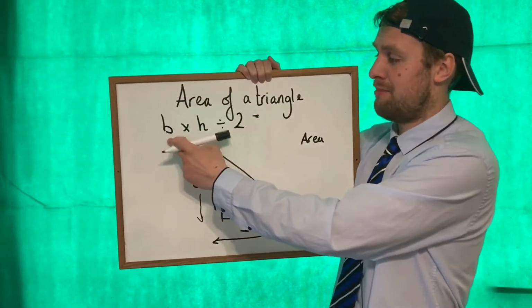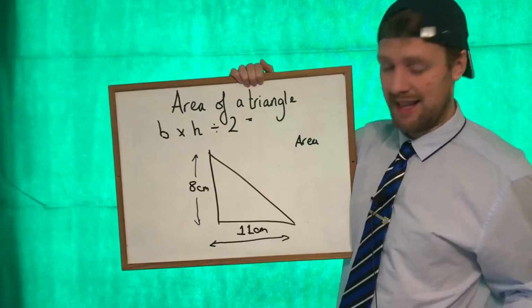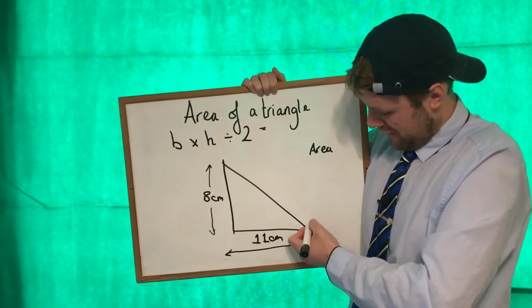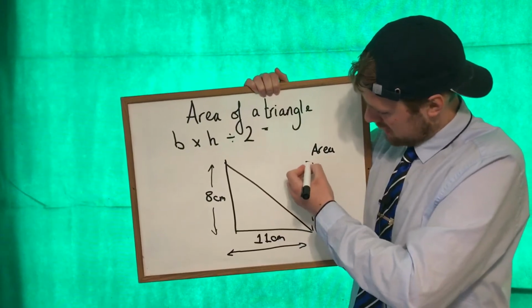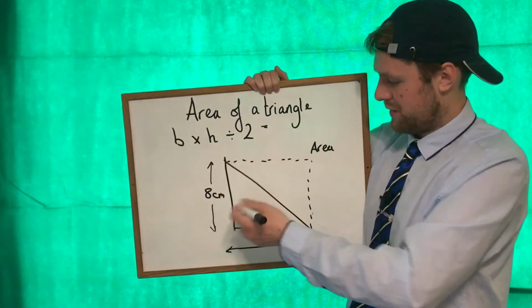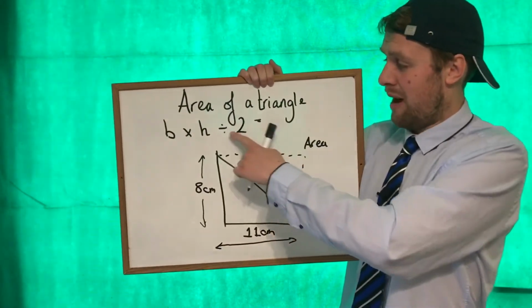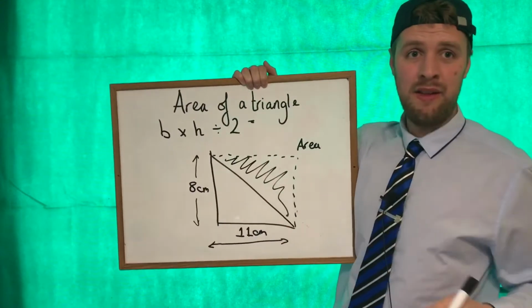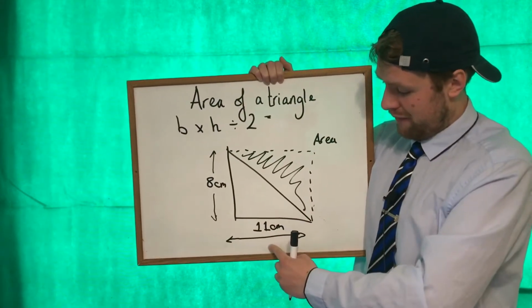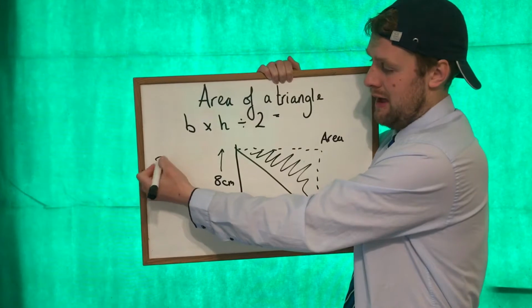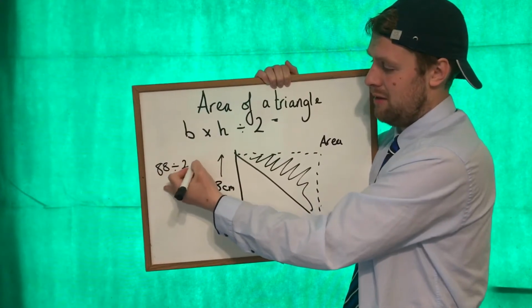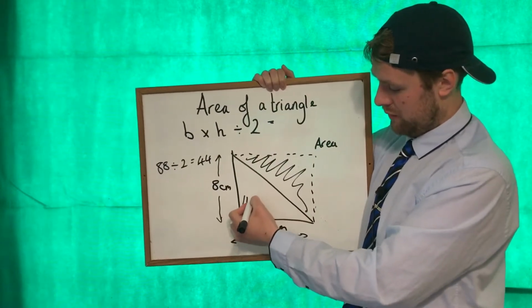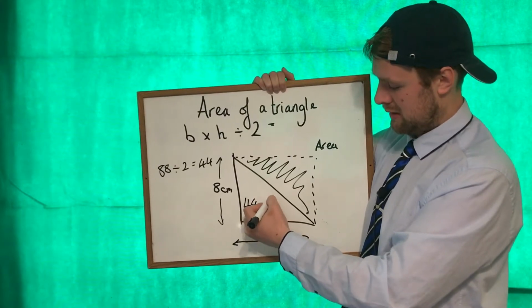So first of all, I need to do the base times the height. Now the base times the height is 11 times 8, and that is 88. Now, if I left that as my answer, that would only tell me the area if this was a rectangle. So that's why we divide it by 2, because I don't want to know about this part of the shape, only the triangle. So 11 times 8 is 88. Divide that by 2 equals 44. So the area of this triangle is 44 centimetres squared.